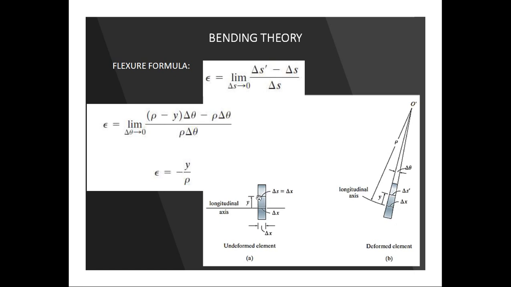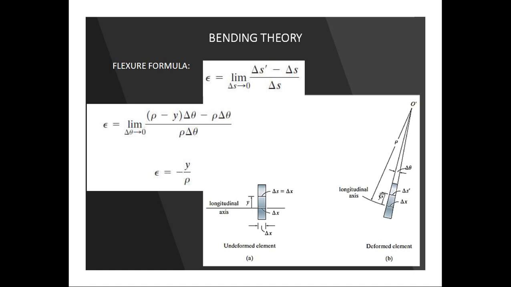So what is happening over here, you can see the width of this strip is delta x, and before bending it is also delta x. Let's say this is delta s. After the bending, it follows a curvature, and this portion will shorten and this portion will elongate. At this portion there won't be any change, because this delta x is at the neutral axis.